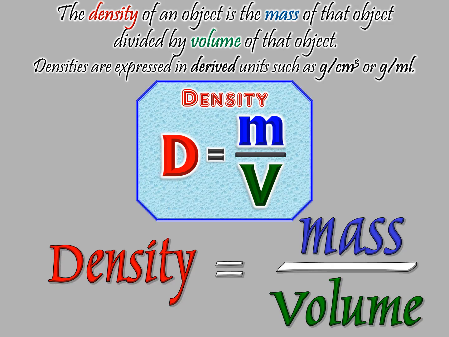This brings us to our next major concept, which is density. The density of an object is the mass of that object divided by the volume of that object. So since all matter has mass and volume, therefore all matter must have density. Densities are expressed in derived units, such as grams per cubic centimeter, that's what that one is, or grams per milliliter. I'll talk about this in a moment.